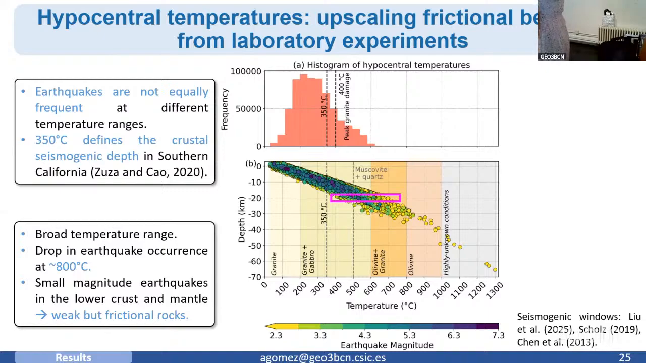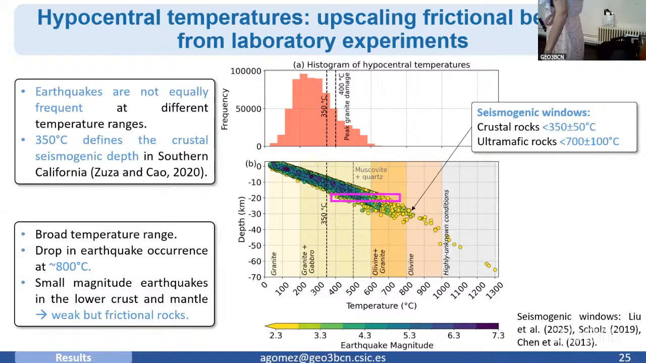Okay, coming to this panel, we see that for one depth, we actually obtain a broad temperature range at which earthquakes are nucleating. This would not be possible to observe if we relied on 1D geotherms, which are extrapolating at depth. So it means that we're actually able to capture this three-dimensionality in our system.